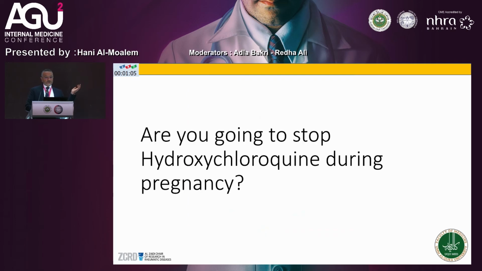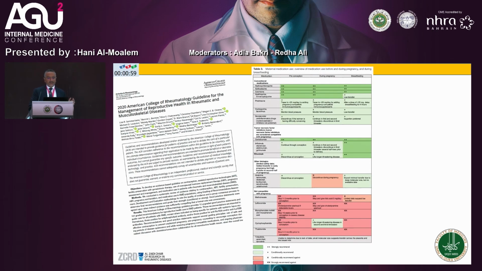Are you going to stop hydroxychloroquine during pregnancy? No, please do not stop it. And these are the drugs that can be used during pregnancy, a very common referral that we get in rheumatology. What drugs should we use and what should not be used? I left it for you. You can see the green light here: hydroxychloroquine, Imuran, and non-steroidals, especially you should hold them in the last trimester.